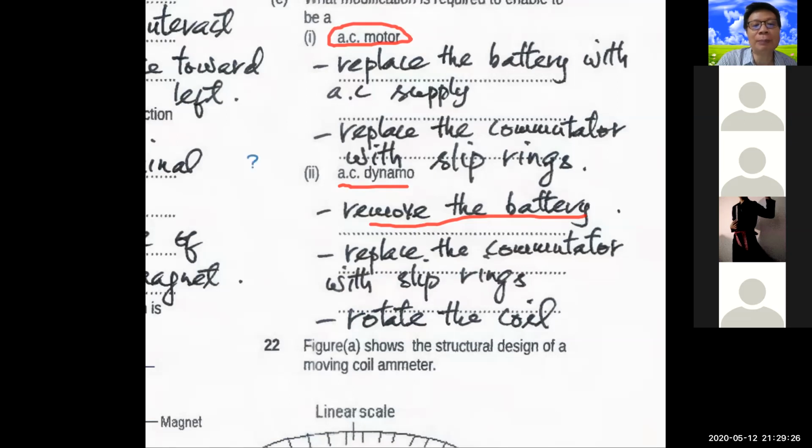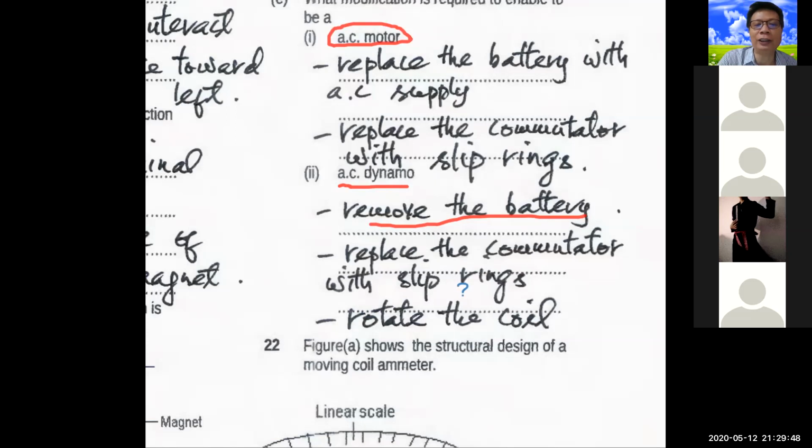Sir, got shorter answer. Which one? No, the answer has to be like that. Cannot be too short. You need to explain. So, sir, it's mechanical energy into... Yes, correct. This one is for dynamo. Dynamo or generator is changing mechanical energy into electrical energy.